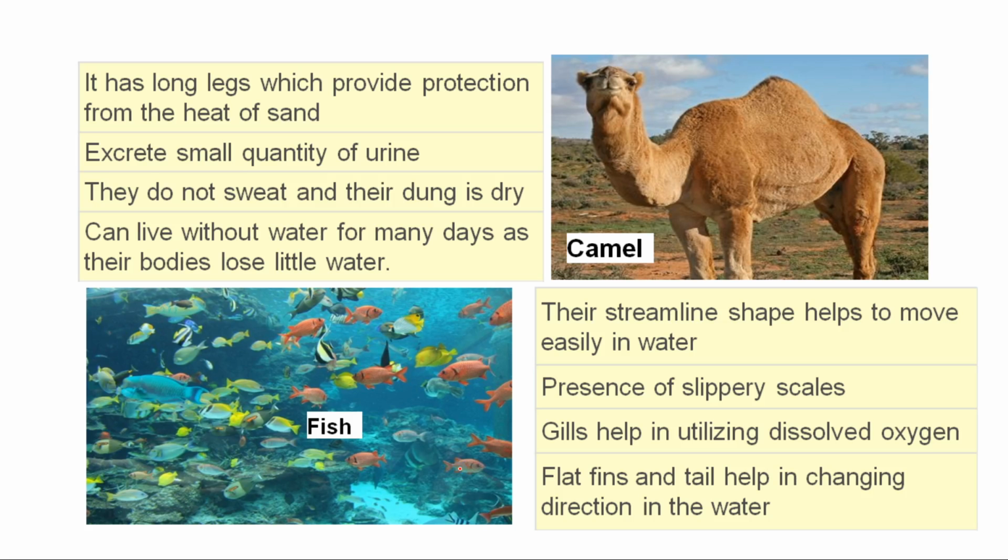So here you see camel. Where can you find camel mostly? You can find it mostly in desert areas. The desert is a place where sand is there. No rainfall, very little rainfall. So camel has long legs. Long legs provide protection from the heat of sand.